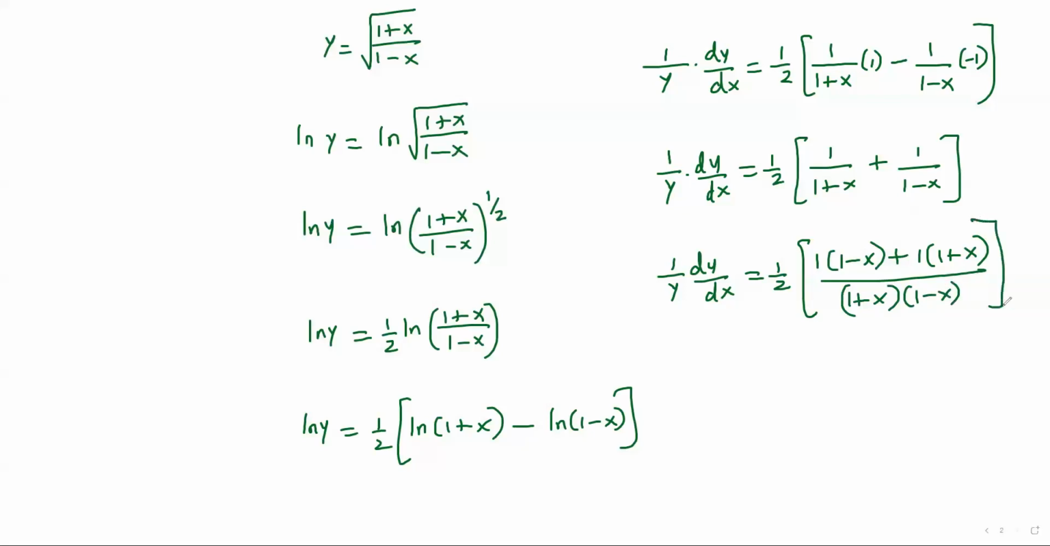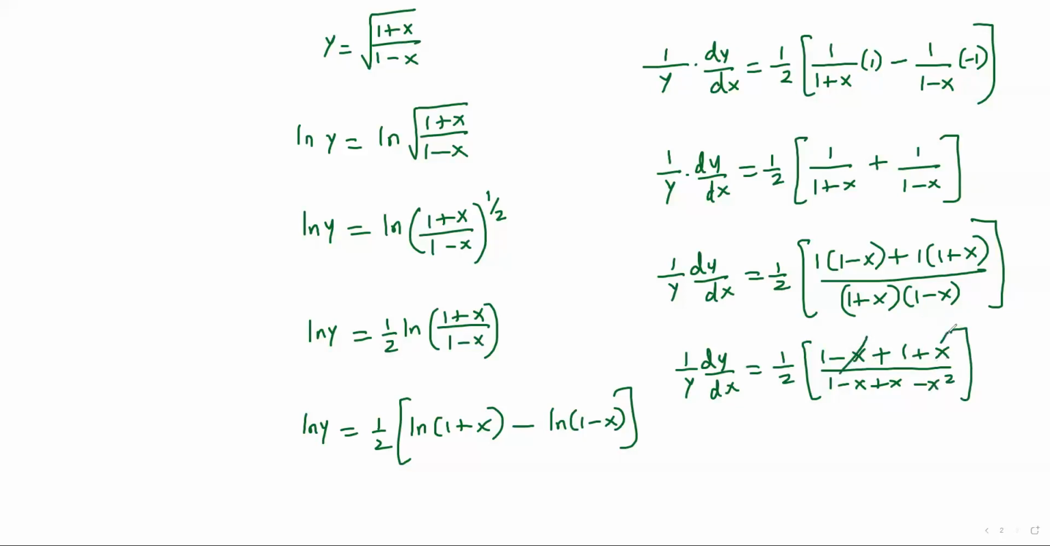So 1 over y times dy over dx equals 1 over 2 times. I can distribute this 1 to this one and this one, and I'll be getting 1 negative x positive 1 positive x. So I can multiply: 1 times 1 is 1. 1 times negative x is negative x. x times 1 is x. And positive x times negative x will be negative x to the second power.